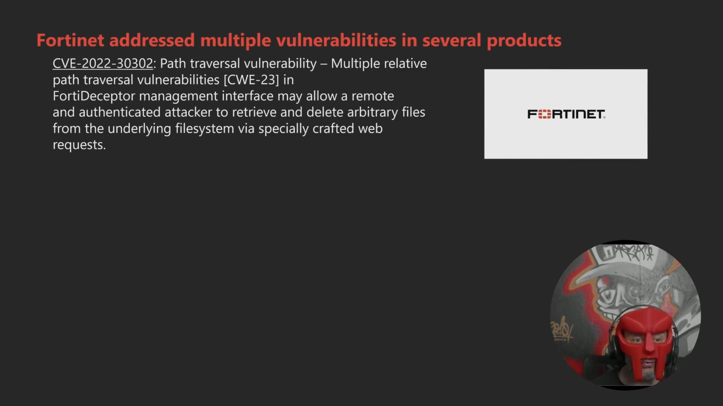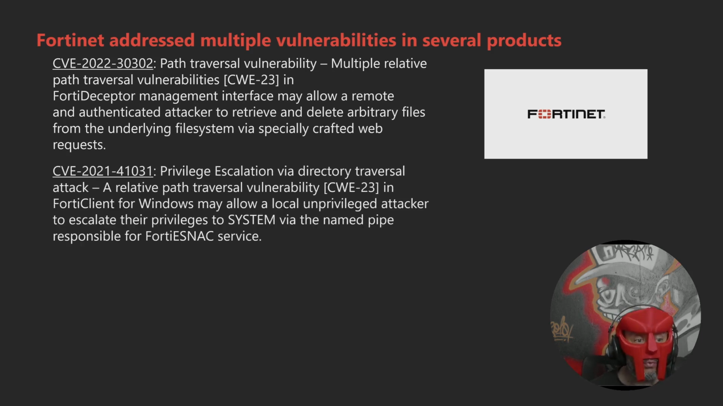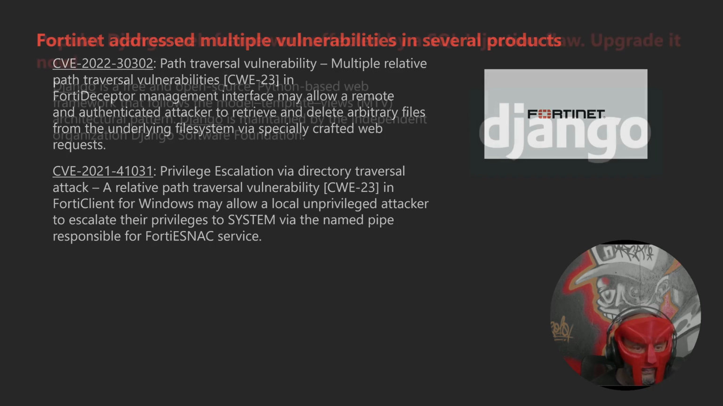Multiple relative path traversal vulnerabilities in FortiDeceptor management interface may allow a remote and authenticated attacker to retrieve and delete arbitrary files from the underlying file system via specially crafted web requests. CVE-2021-41031, a privilege escalation via directory traversal attack, a relative path traversal vulnerability in FortiClient for Windows, may allow a local unprivileged attacker to escalate their privileges to system via the named pipe responsible for FortiESNAC service.